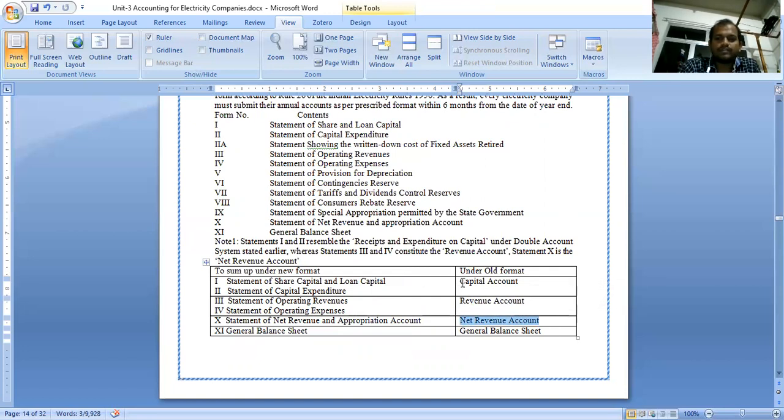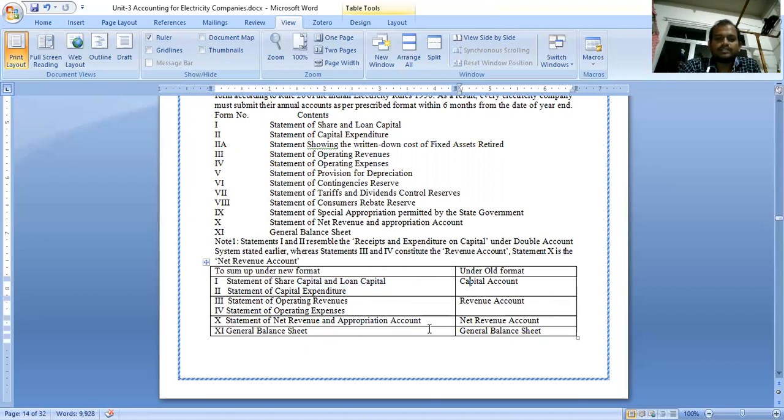Then the statement of share capital and loan capital plus expenditure. So capital expenditure we are mentioning in the debit side of the capital account, and share capital and loan capital we will mention in the credit side of the capital account.